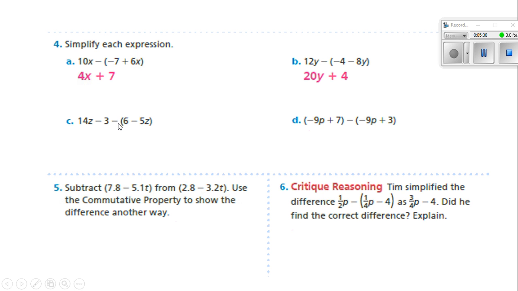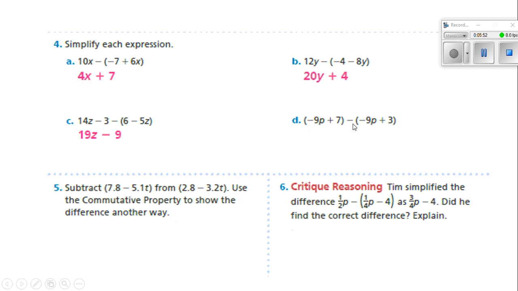Remember, this negative is multiplied to everything inside here. So this is a negative 6. So negative 3 and negative 6 make negative 9. And this will give us a positive, a negative times a negative is a positive 5z. So 14z plus 5z will give us 19z. 19z minus 9 looks like our answer.